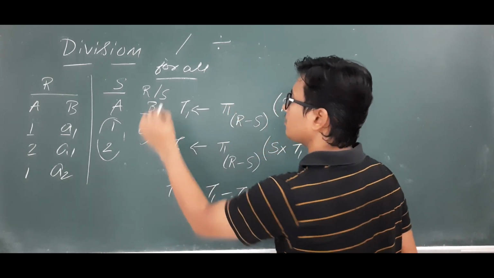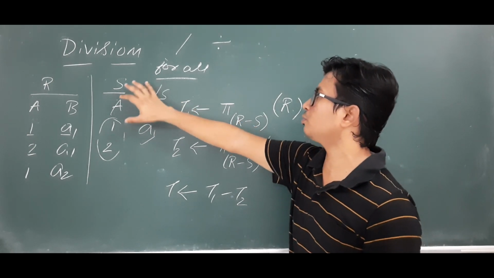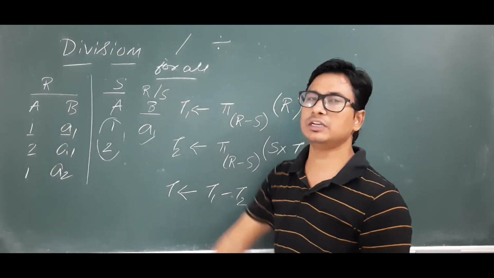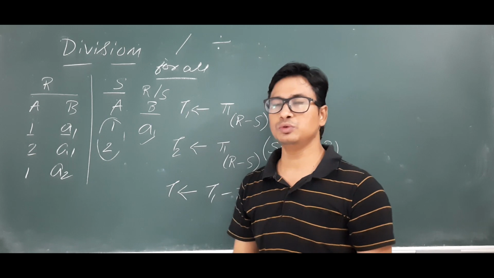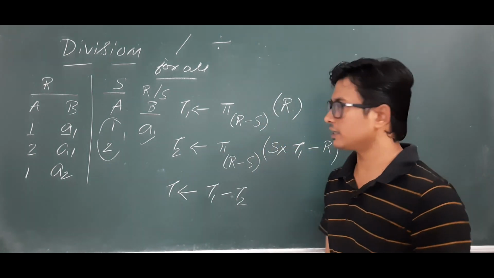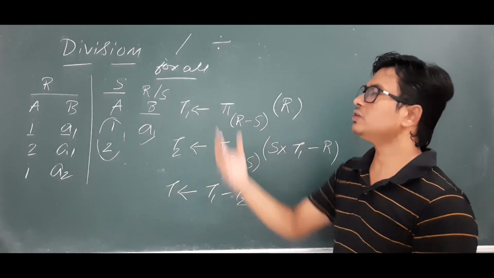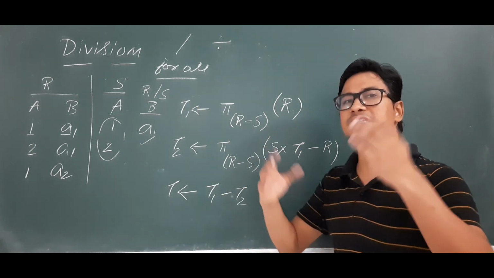Only A1 will come in the result. So I hope you have understood what output you will get if you apply the division operator between these two relations. Now we have discussed what output we will get, but internally what will happen?